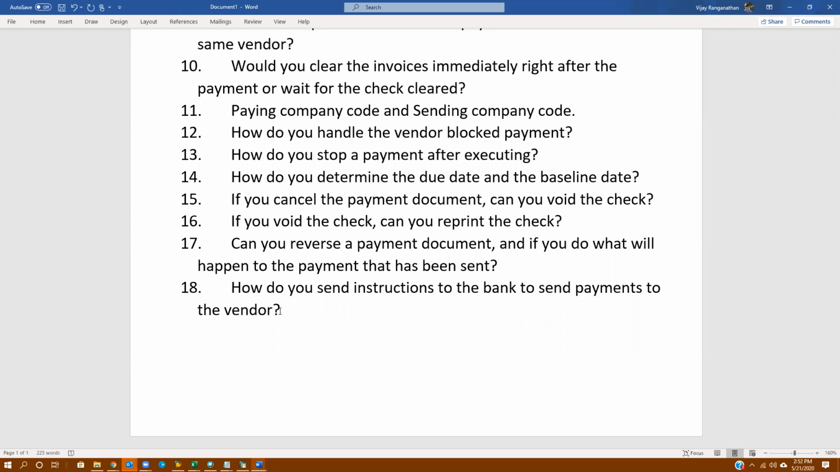So how do you send instruction to the bank to send payments to the vendors? So you don't go to the bank. That's why we are automating the process. Right now, the accountant is going to the bank and writing this piece of paper and depositing the check everywhere, right? Now going forward, we're automating the process. When you automate the process, we only send instructions to the bank. We send instruction to the bank saying, hey, this is what we do.